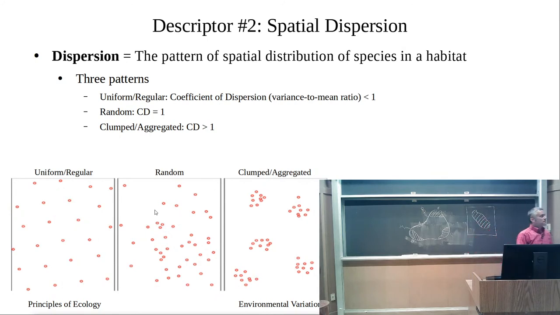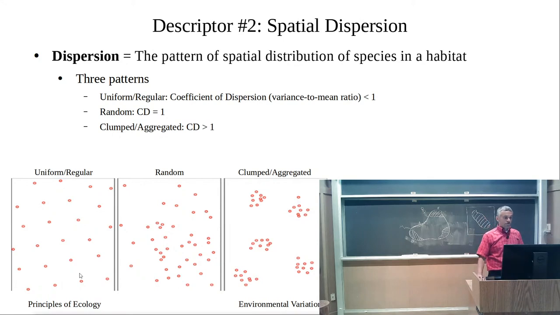As our variance and our means change, we become less and less random. And if we're less and less random, that means something other than random is affecting our population, some other process, and usually it's going to be a biological process.